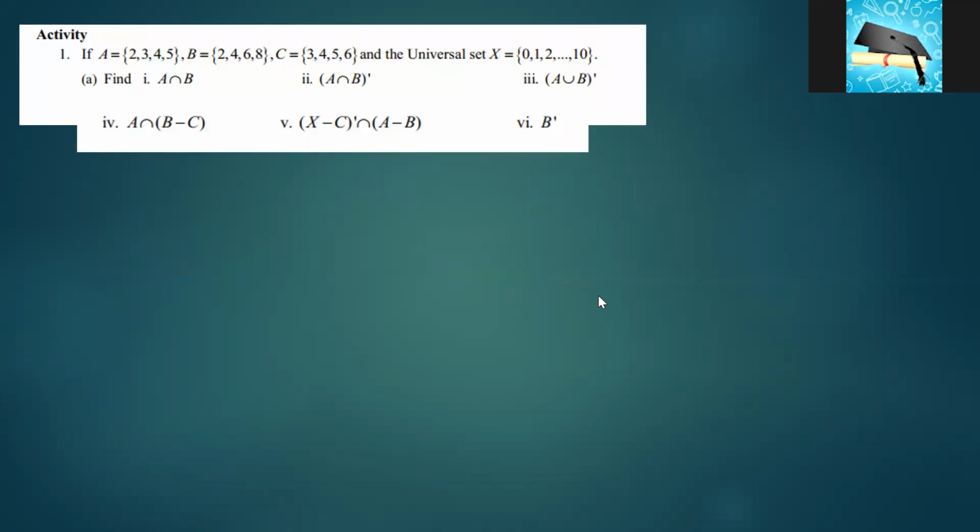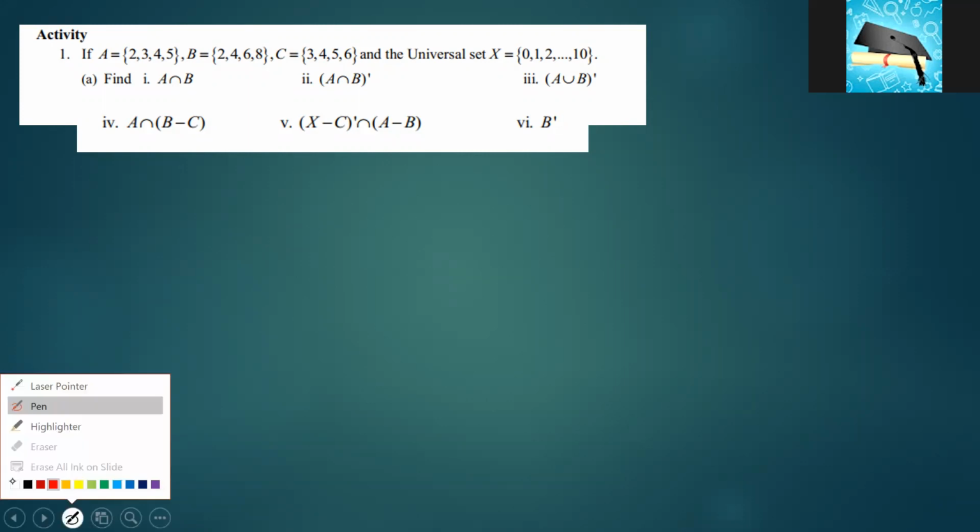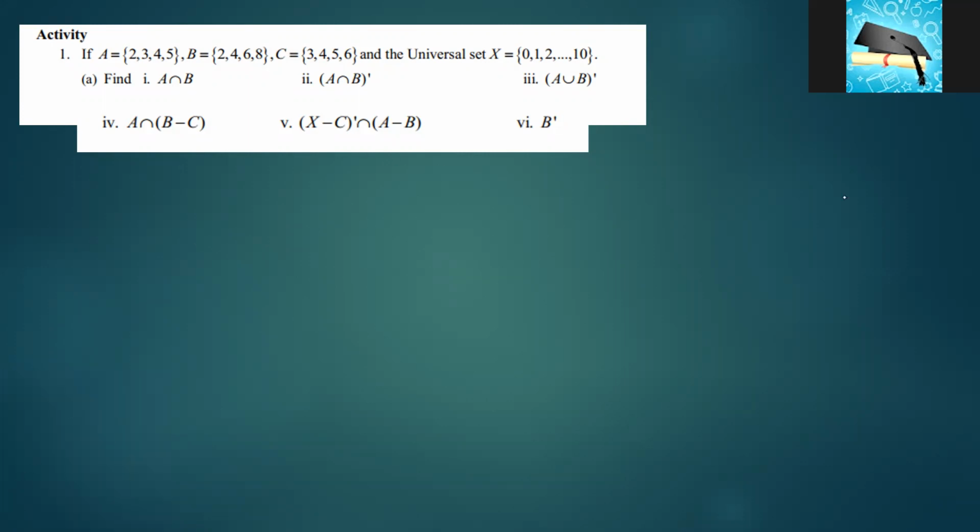So we have this question here which says, if A is equal to that, B is 2, 4, 6, 8, C is 3, 4, 5, 6, and the universal set X is from 0 to 10. The first question is asking us to find A intersection B. The second question is asking us to find A intersection B complement. And the third question is asking us to find A union B complement. These questions are very simple and straightforward. So let us see how we're going to deal with this question.